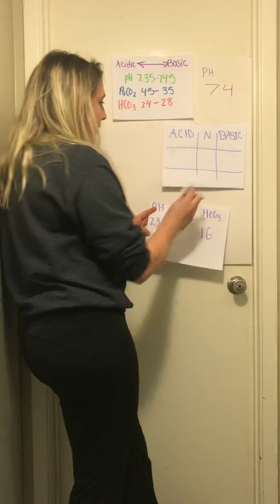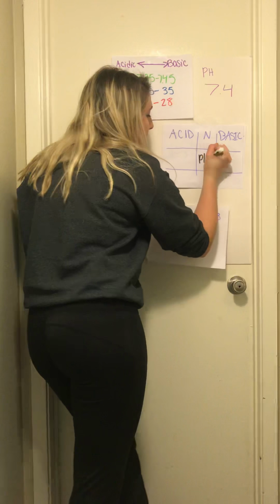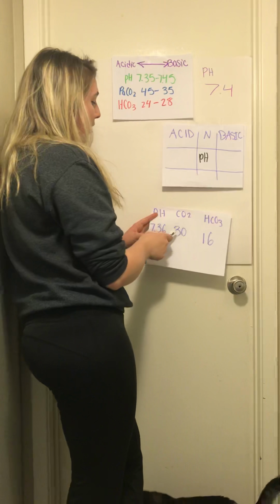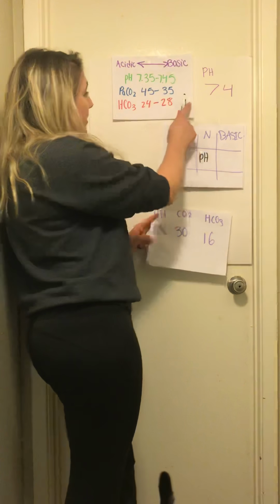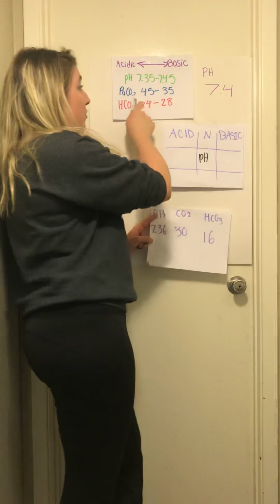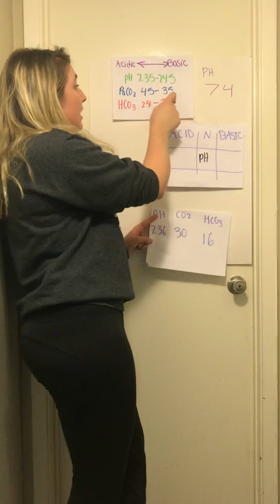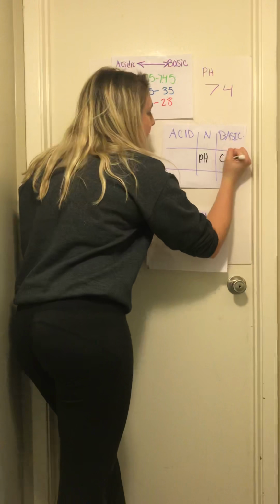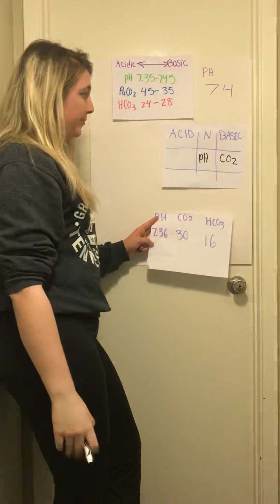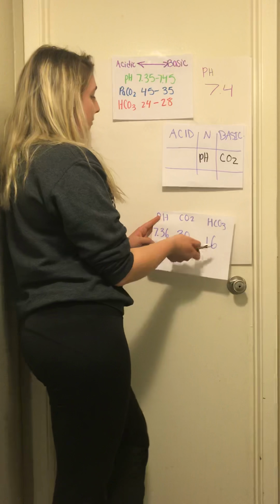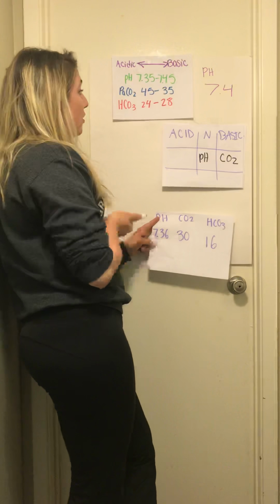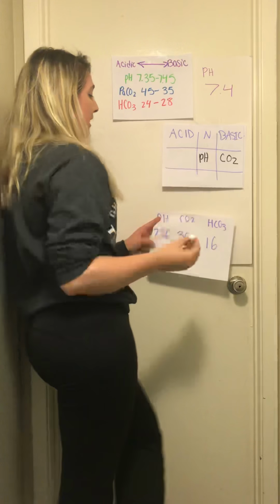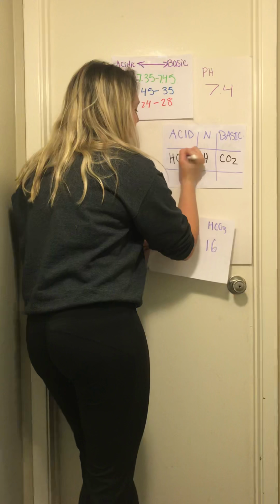So which one is the normal value? The pH. It's going to be the normal one every time for fully compensated. And then we come here and we go next to CO2 and 30. And what side is 30 on from the 45 to 35? Well, it's not greater than 45, so it's not on this one. It's less than 35. So 30 is on this basic side here. So CO2 is going to be our basic value. Now we come to bicarb here, which is 16. Well, 16 is less than 24. That's on that acidic side. So that's why it has to go in this acidic square. HCO3.